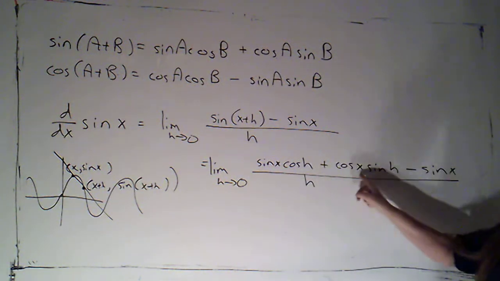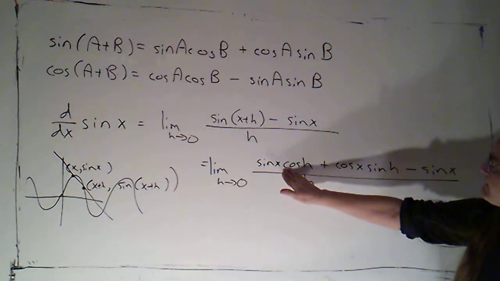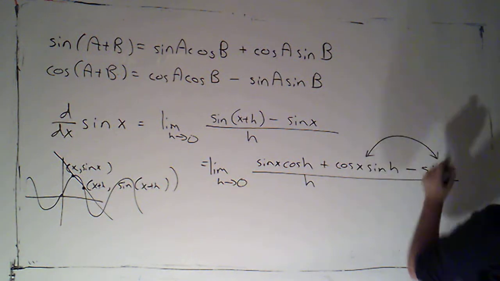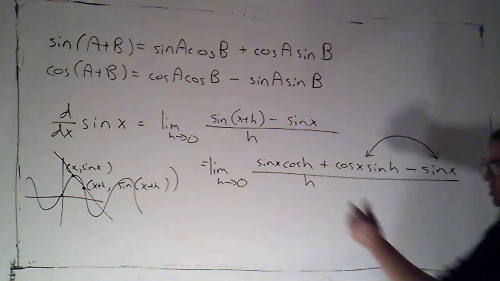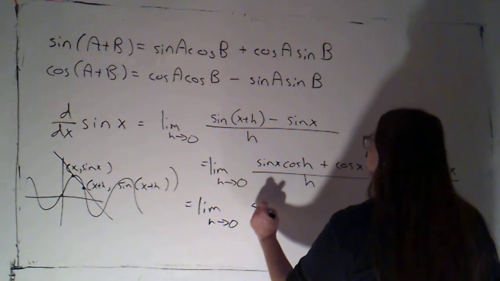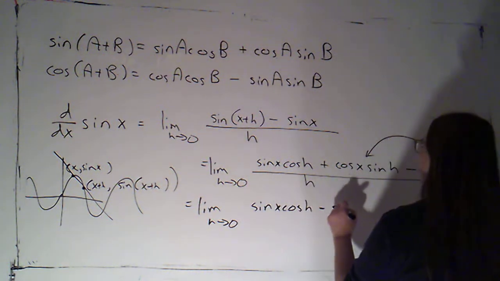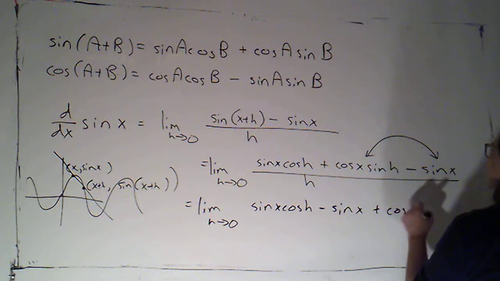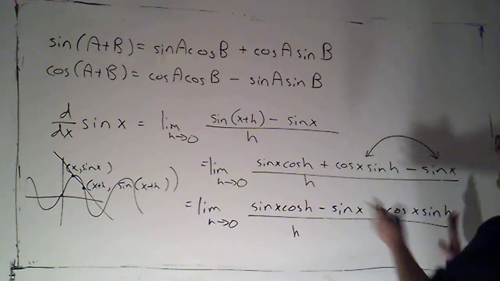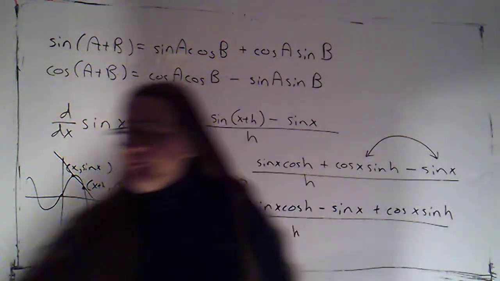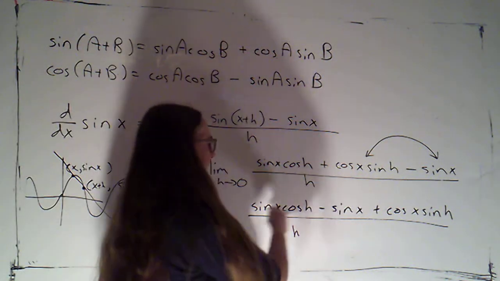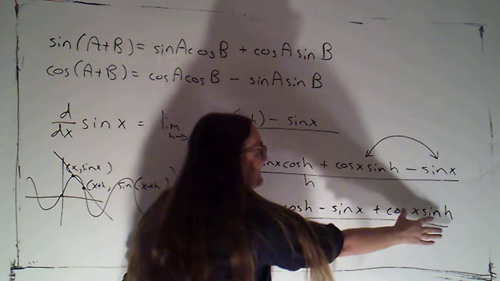So now I've got 3 terms on top, and this very first one and this very last one have something in common. They both contain a sine. So I'm going to just switch the order of these last 2 terms to put the 2 that have something in common together. So we've got the limit as h goes to 0 of sine x cosine h minus sine x plus cosine x sine h, all over h. And now, even though it's 3 terms that we have on top, I'm really going to think of it as 2 groups. There's this group from which I'm about to factor out a sine x, and then this extra term here.